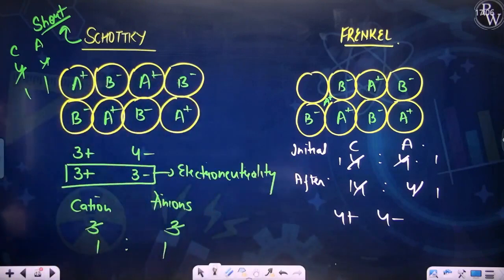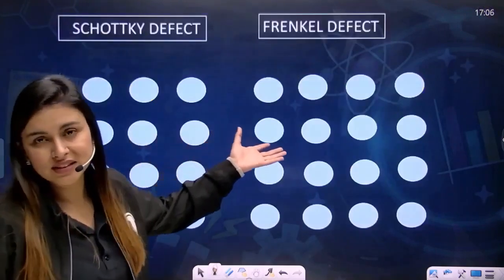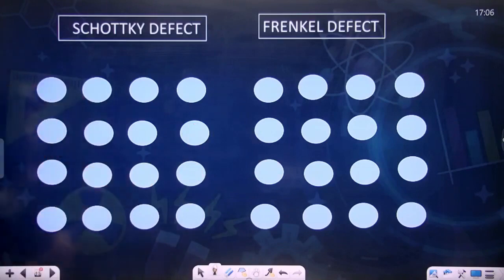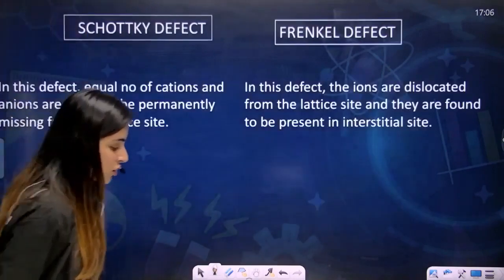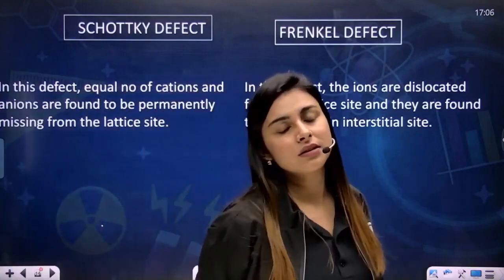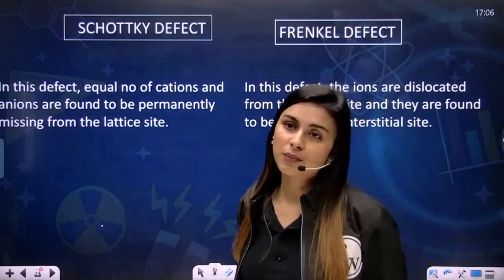So first draw these diagrams because we'll be using these diagrams a lot, and then we'll move forward. Perfect. I hope you've written it. Now see, they have drawn diagrams for you as well. I have drawn it on my own, so let's leave it and try to understand each and every difference, because questions are generally asked on Frenkel and Schottky differences. So we need to understand each and every point very seriously.